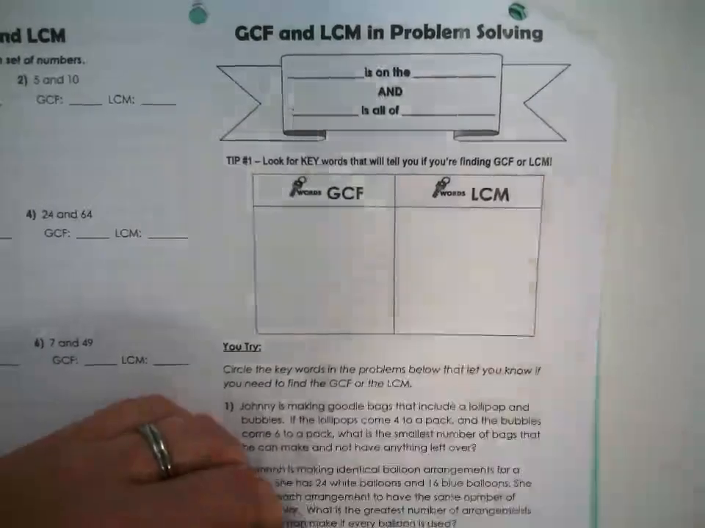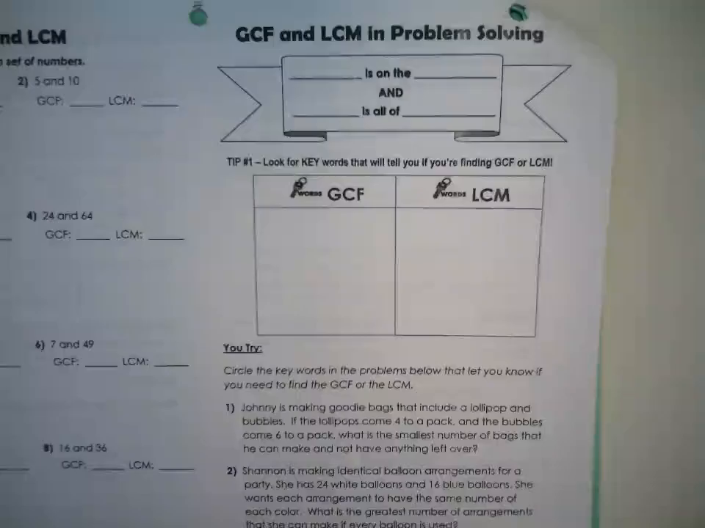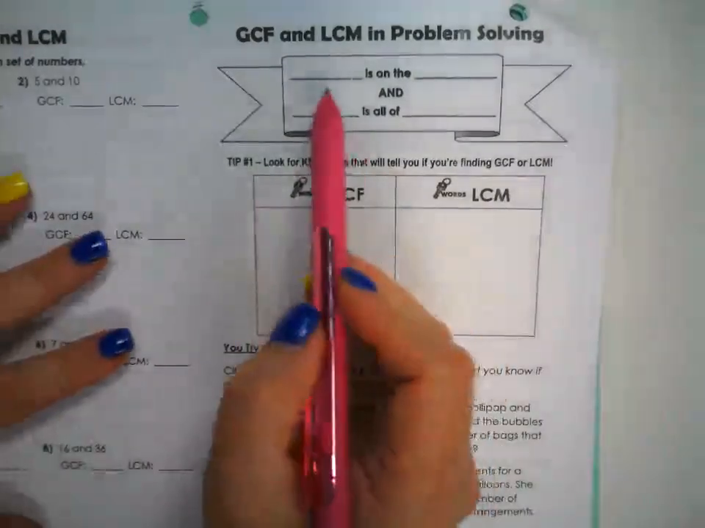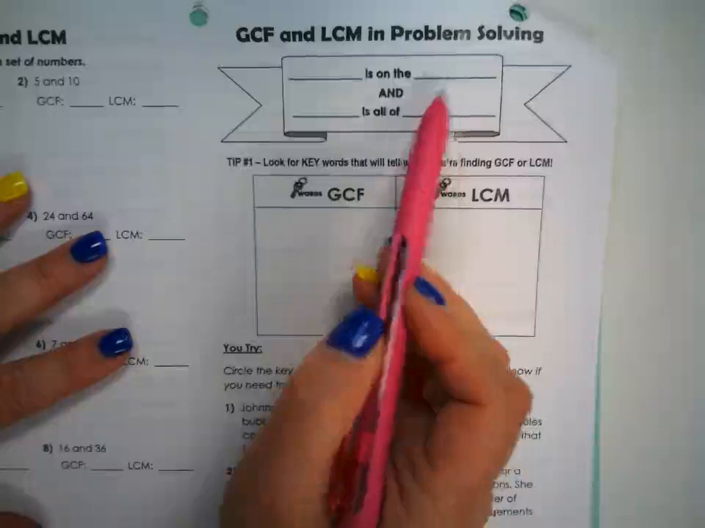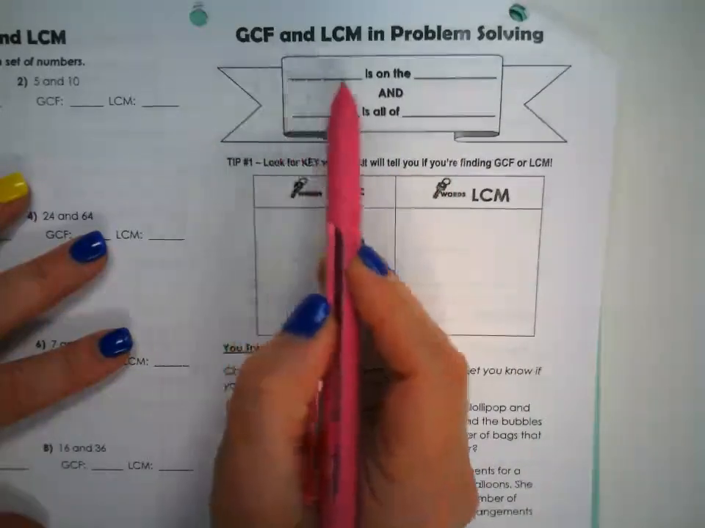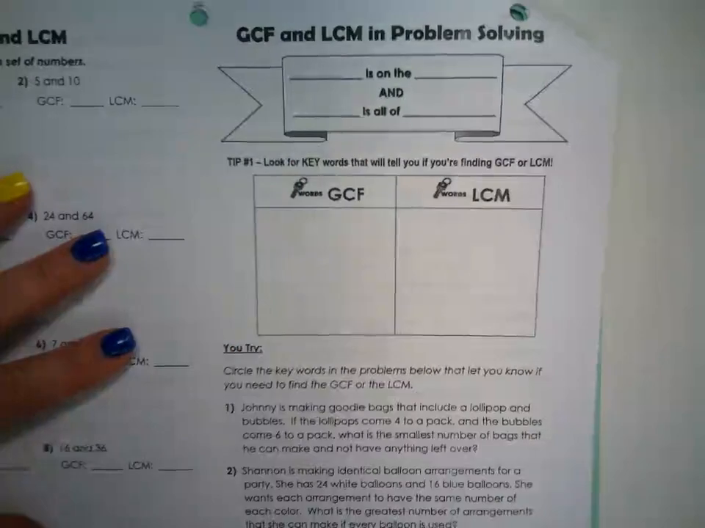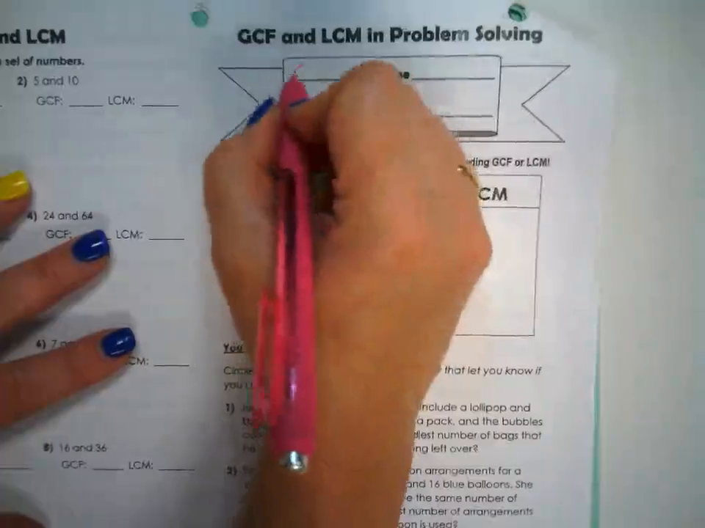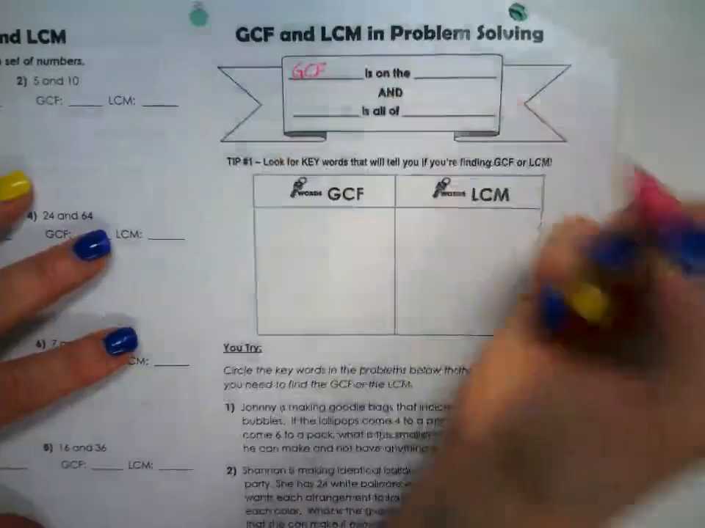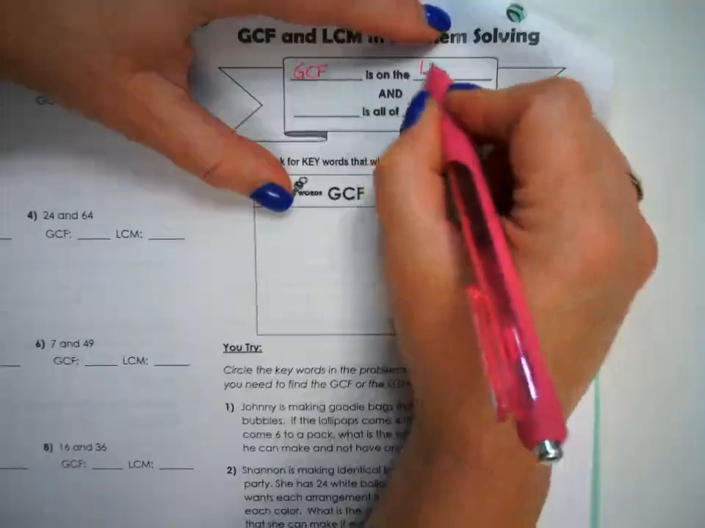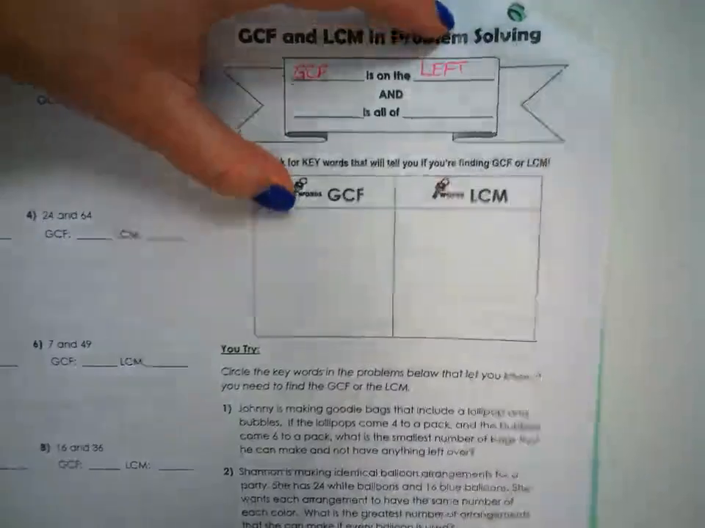All right, so today we're going to learn how to solve a GCF or an LCM word problem. What are the words that are important for us to know which one we're going to use? Raise your hand, please, if you can tell me what word fills in this blank. Abdul: GCF. And it's on the what? Left. This is just a quick reminder, guys, that the GCF is always on the left.